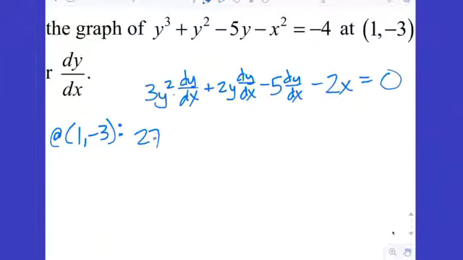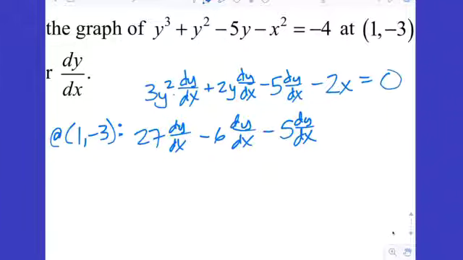You end up with 27 dy/dx, and then minus 6 dy/dx, and then minus 5 dy/dx, and then that equals, I'll plug it in, you get a positive 6 over here and a negative 6 over there. Oh, I'm sorry, a 1. You get a negative 1 over here, and you get a negative 2 on this side when you plug in a 1. When you bring it across, it becomes positive.